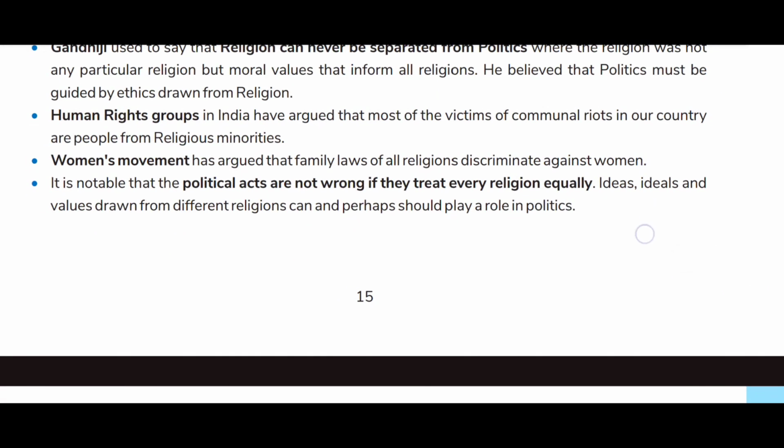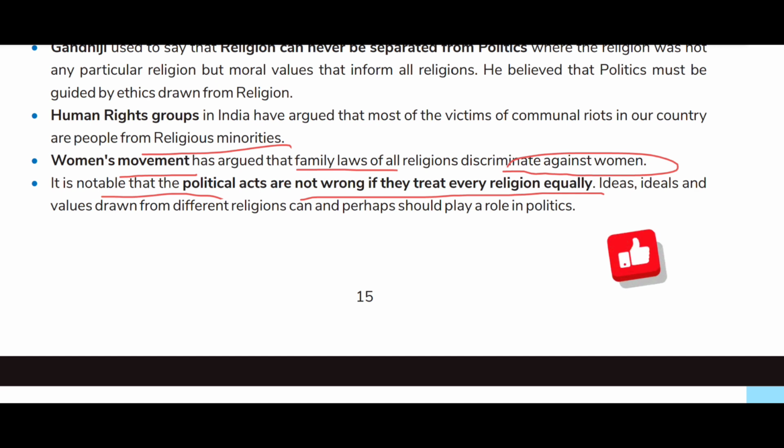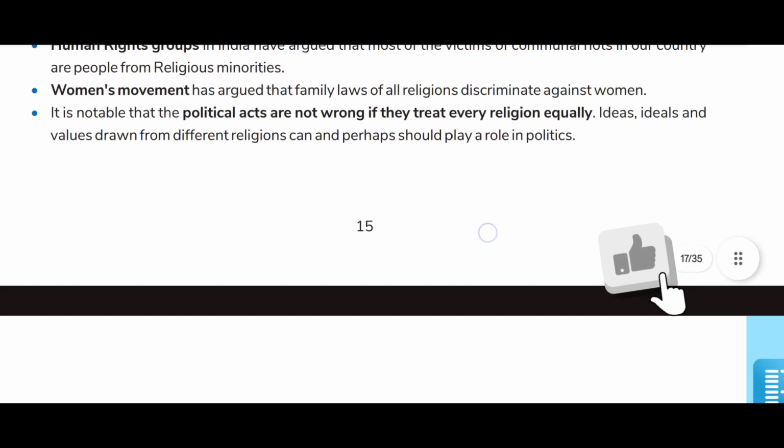Human rights groups in India have argued that most of the victims of communal riots in our country are people from religious minorities. Women's movements have argued that family laws of all religions discriminate against women. It is notable that political acts are not wrong if they treat every religion equally. Ideas, ideals, and values drawn from different religions can, perhaps should, play a role in politics.